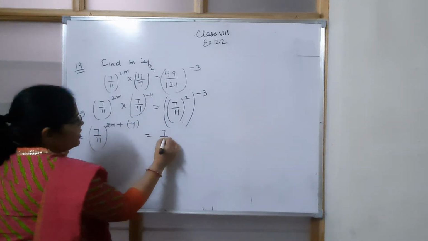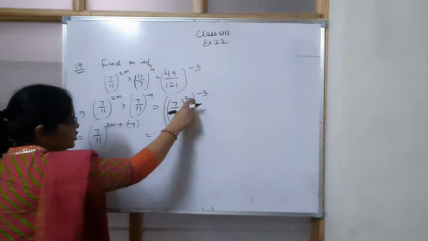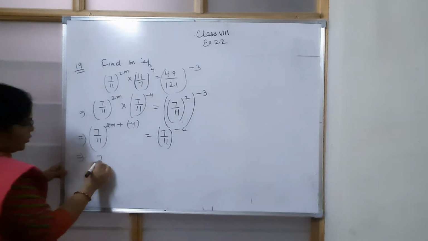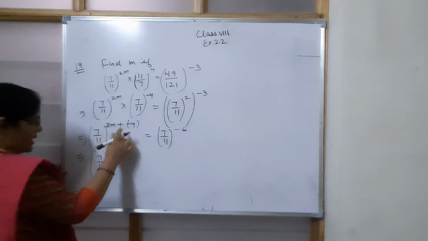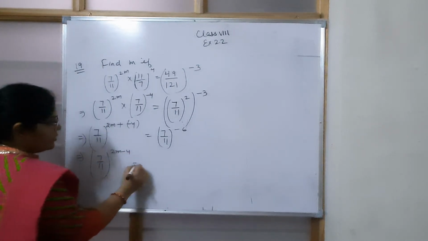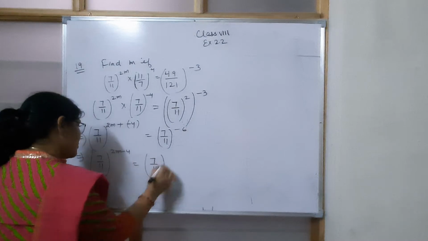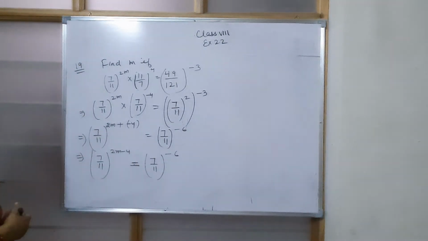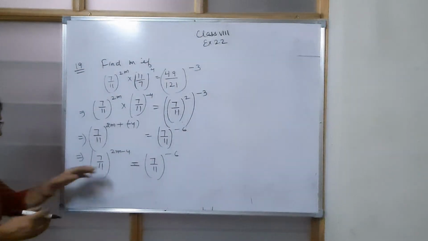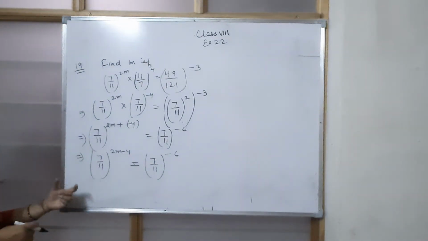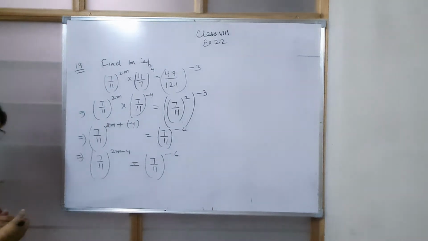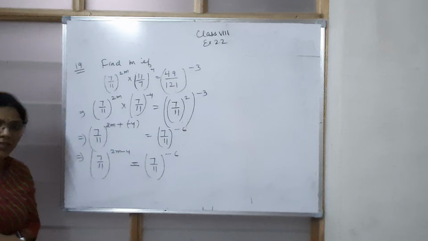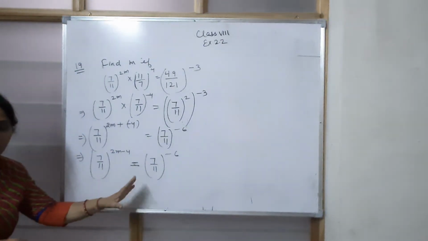Now here, 2 powers are there, 2 into minus 3 is minus 6. Now solving this, just look here, plus minus minus, so 2n minus 4, and this is 7 upon 11 raised to the power minus 6. Again, as I told you in the earlier question which we have done, the equal to sign is there, which means the number we get on the left-hand side is equal to the number we will get on the right-hand side.